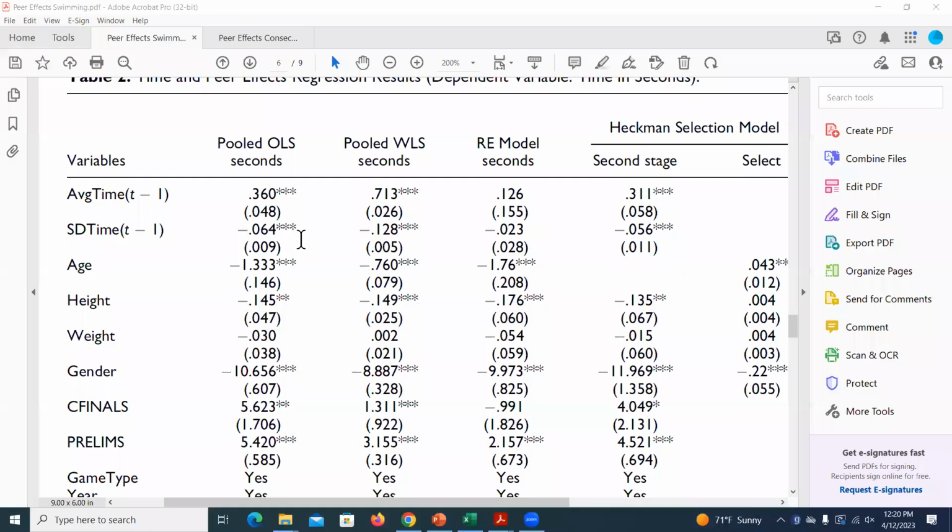And if I go back here, they find these are pretty heavily significant, right? It means 3 stars. So that's telling us that we could reject the null, that there's no relationship between the average and the standard deviation of my peers' times. We can reject the null that there's no effect, or saying it differently, we found very strong evidence that there was an effect, even at that 99% confidence level.